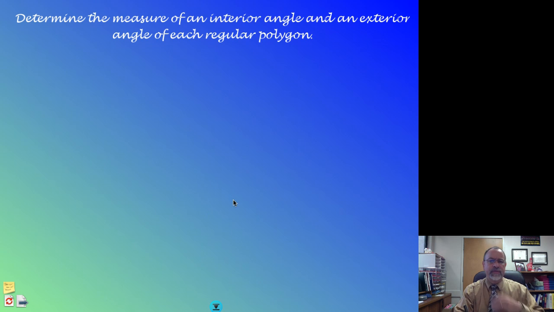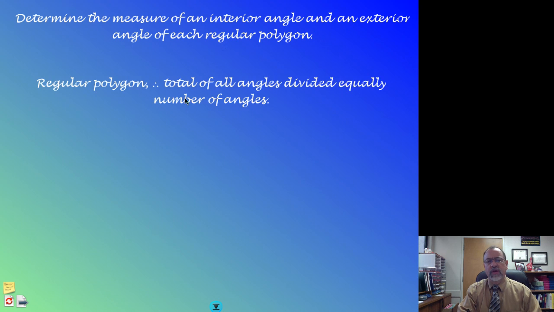Now that becomes very important because when you have a problem like this, if you want to determine the measure of one interior angle and one exterior angle of each regular polygon, we need to remember this very important fact, that because it's regular, all the angles are equal. And if everything's equal and we know what the sum is, all we have to do is take the sum and divide it by how many angles we're dividing it amongst.